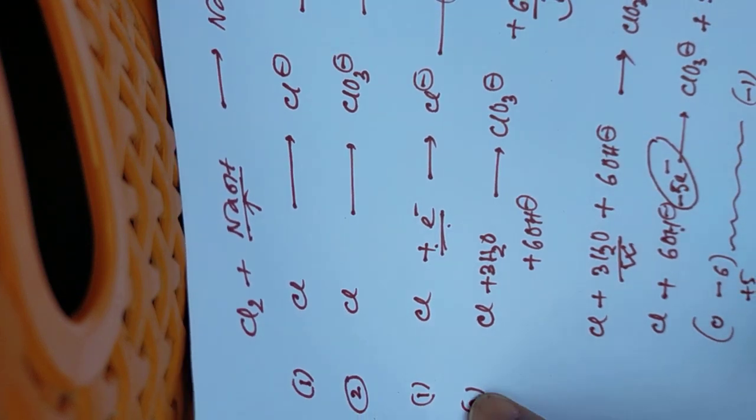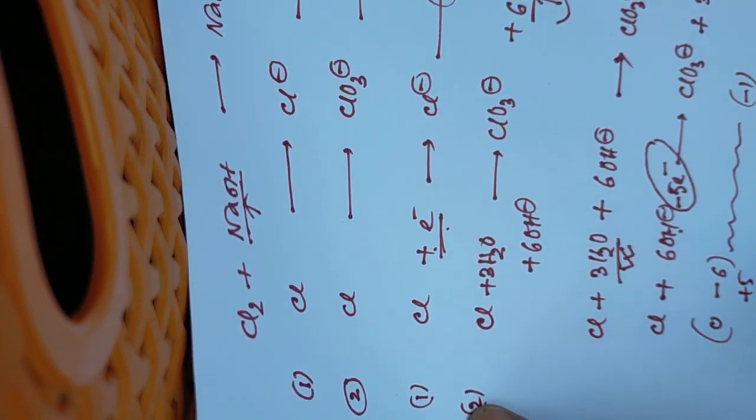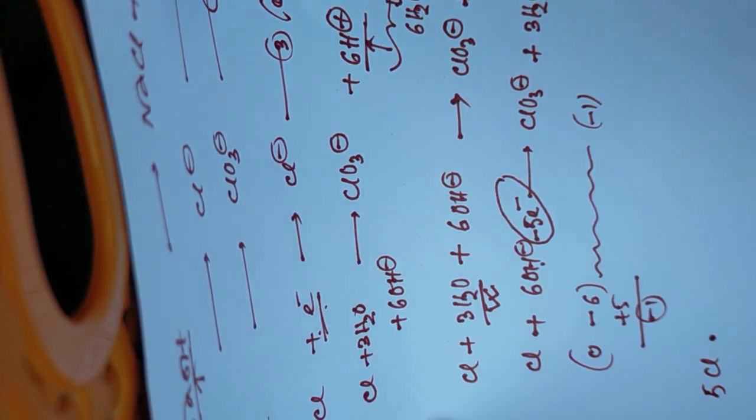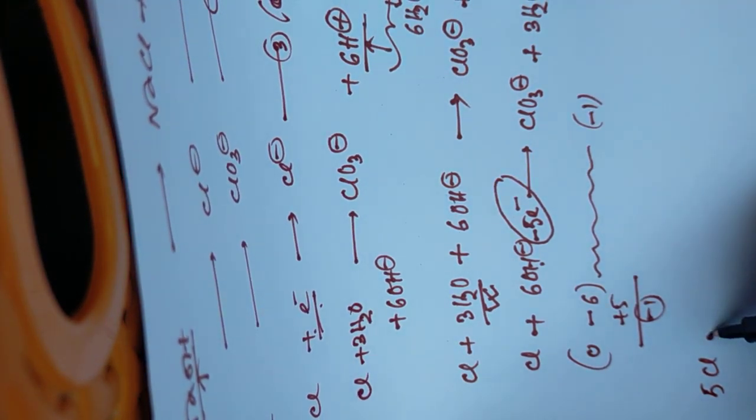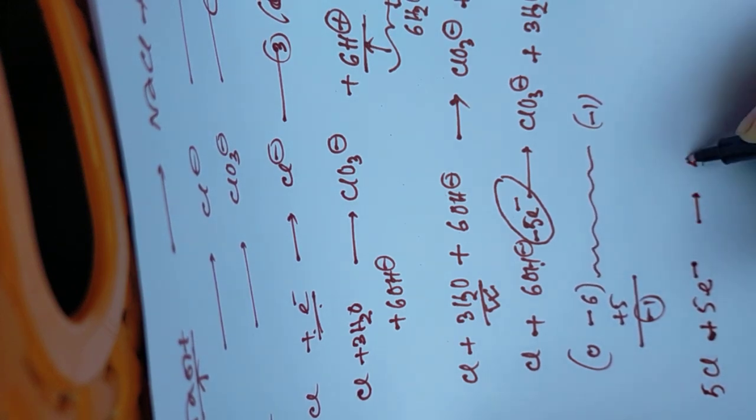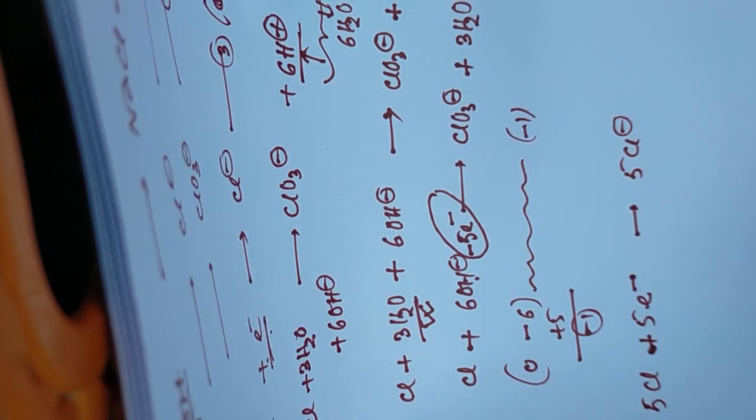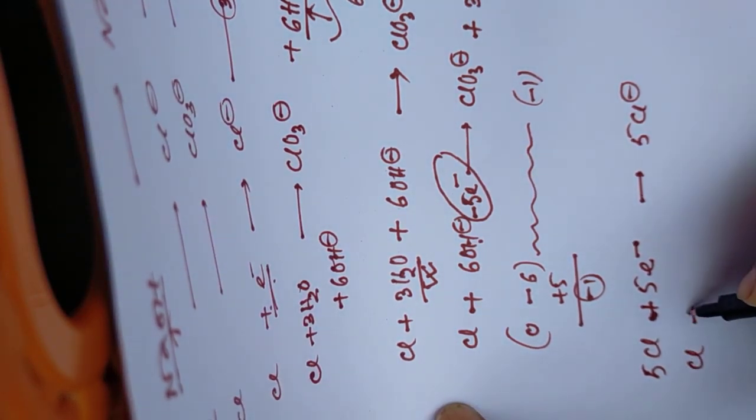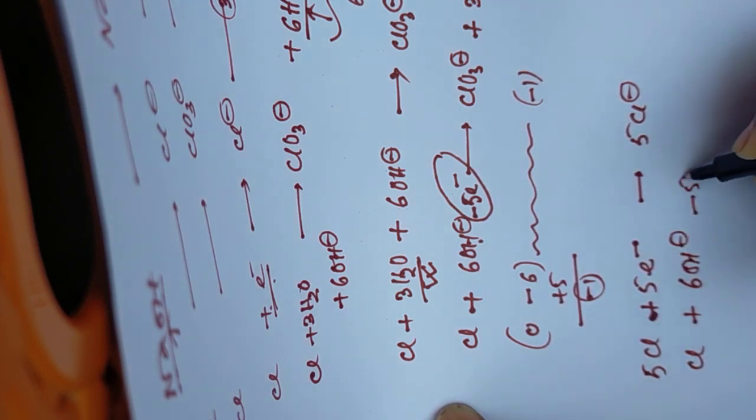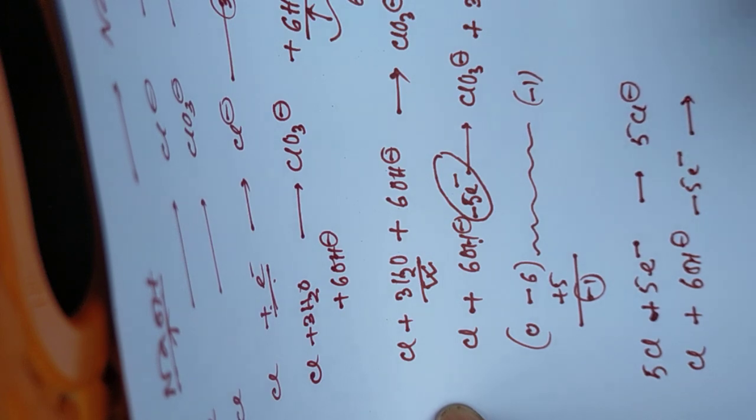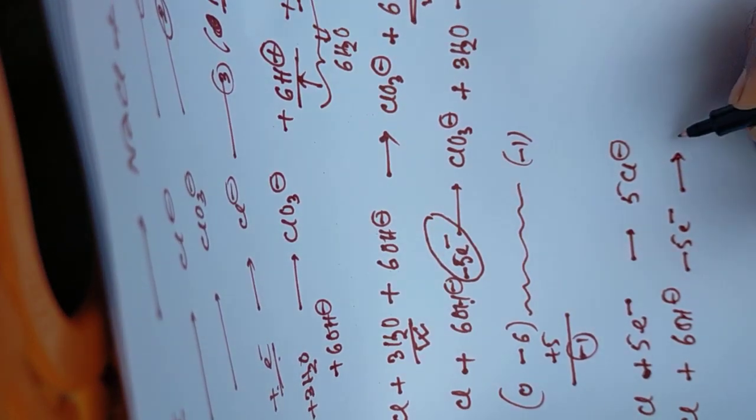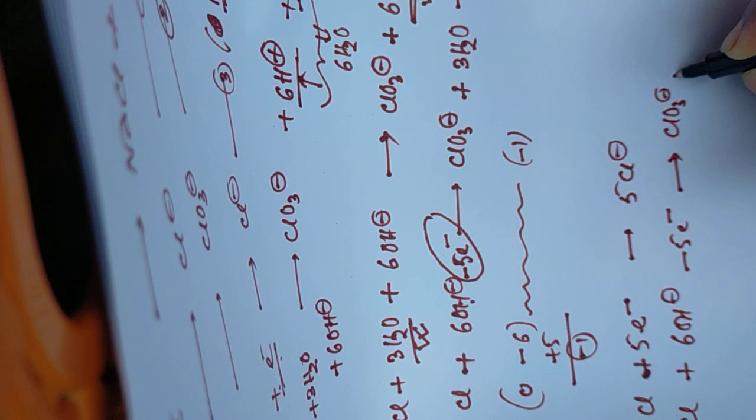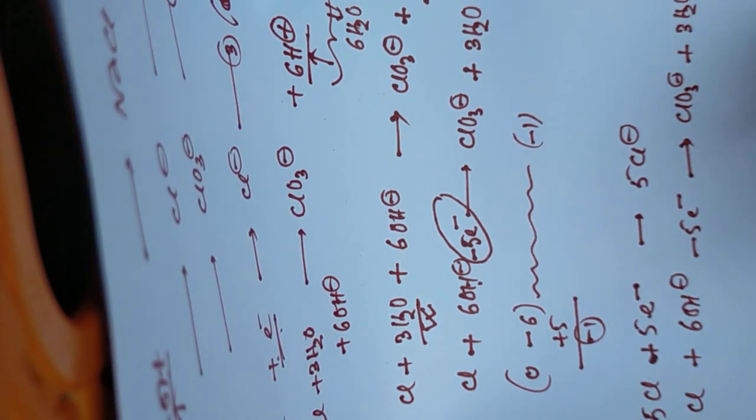Then we get 5Cl plus 5 electrons gives 5Cl-. Here Cl plus 6OH- minus 5 electrons gives ClO3- plus 3H2O.